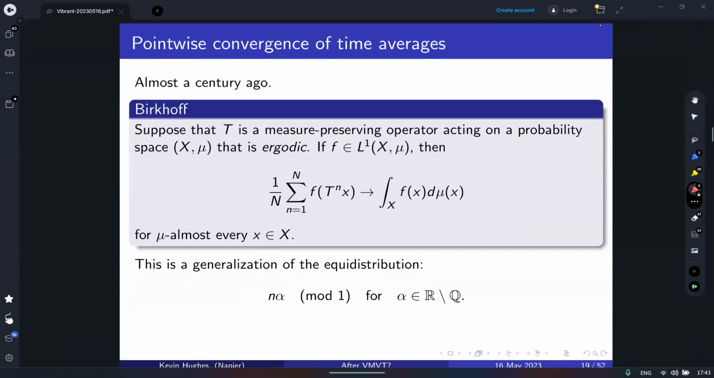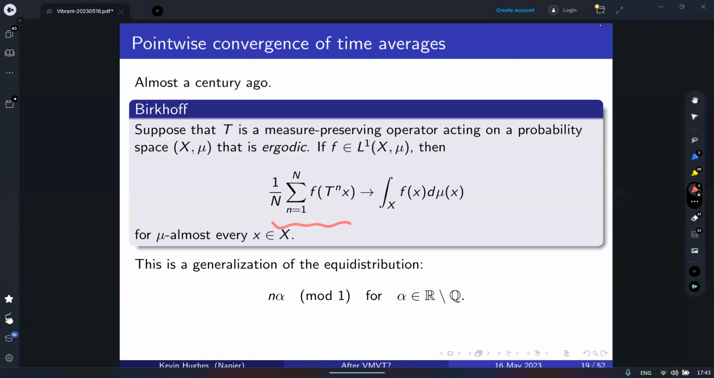So to quickly go through the pointwise convergence, there's this thing called Birkhoff's ergodic theorem, which is a pointwise ergodic theorem. I take some measure preserving operator acting on a space, and I assume it's ergodic. If I have a nice function, which in this case just means L1, then I have these time averages converging to the space average almost everywhere.